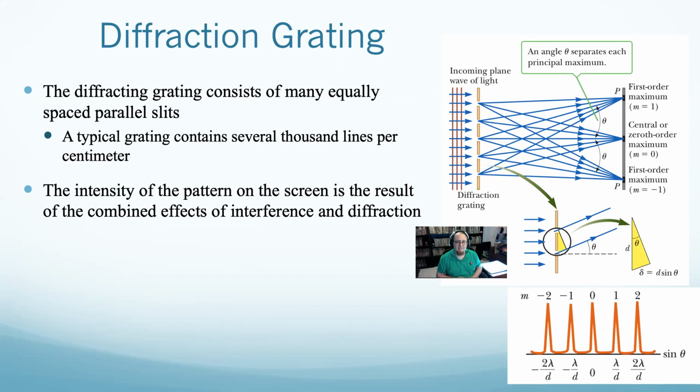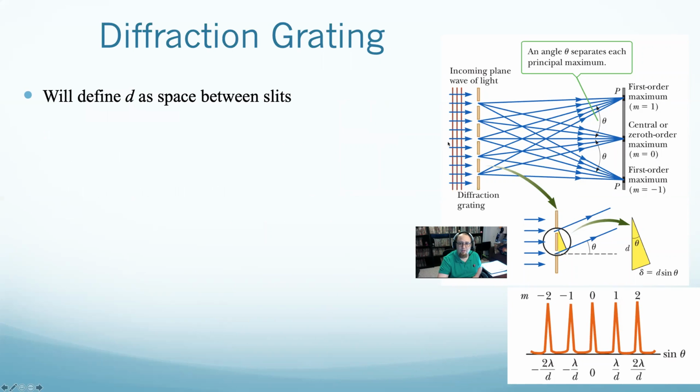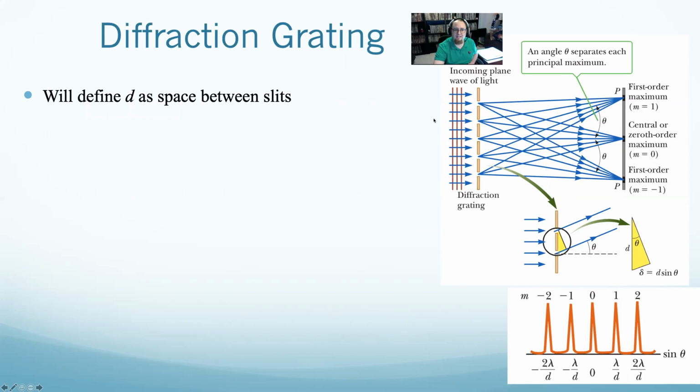Now, the intensity of the pattern on the screen is the result of interference and diffraction. Basically, if we just had the one slit, we'd have a diffraction pattern. If we start adding huge numbers of slits, we're going to have a crazy complicated interference pattern. Now, for doing this, we're going to define d as the space between slits. How far from here to here? And for the record though, diffraction gratings aren't normally phrased that way.